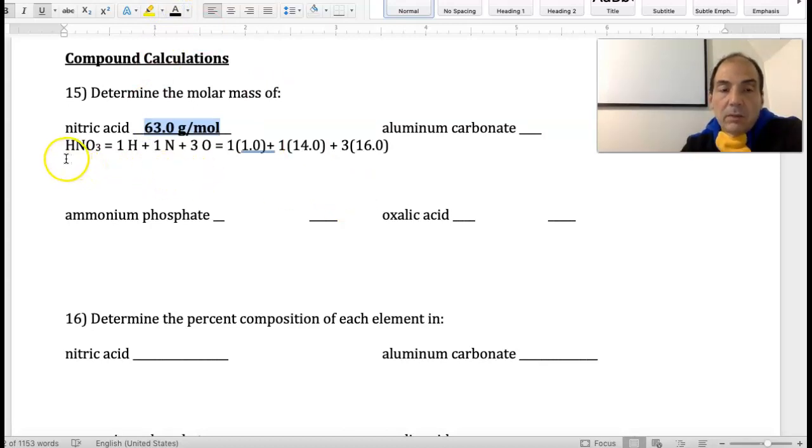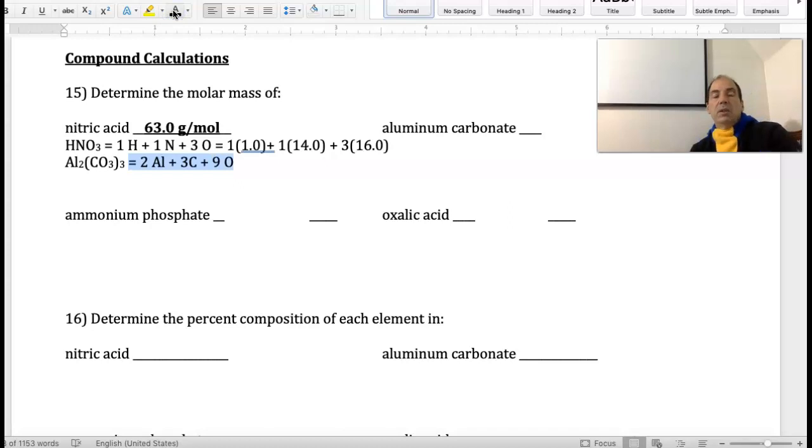All right, let's talk about aluminum carbonate. Aluminum is a +3 ion. Carbonate is CO3. It's a -2 ion. So we should end up with something like Al2(CO3)3. Now we got to be careful with those parentheses, because we got to make sure we get the right number of pieces here. There should be 2 aluminums, there should be 3 carbons, there should be 9 oxygens.